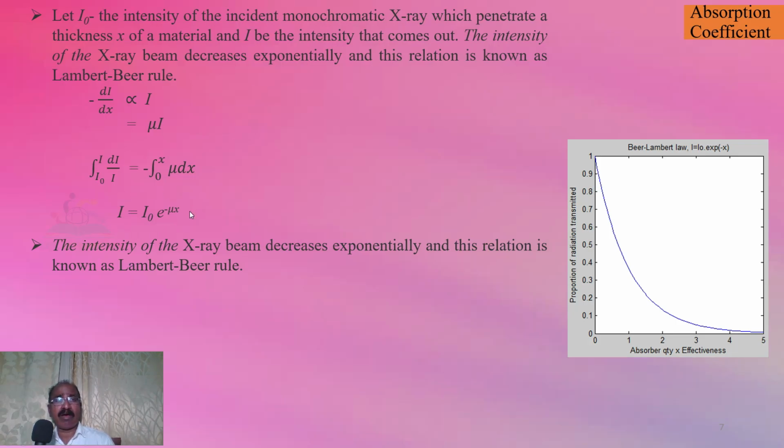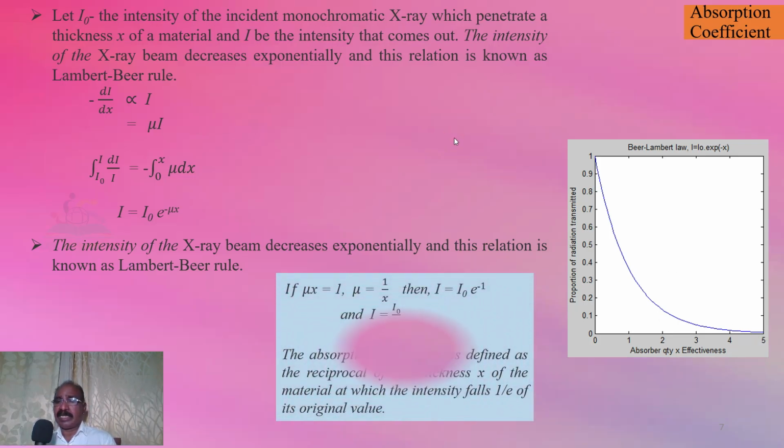This equation is called the Lambert-Beer rule for the absorption coefficient. If you draw this graph, I equal to I0 into e to the power of minus mu x, it will be as shown in the figure. I is maximum at x equal to 0, and as the X-ray penetrates into the material, the intensity decreases exponentially. And this relation you call the Lambert-Beer's law for the absorption of X-rays.